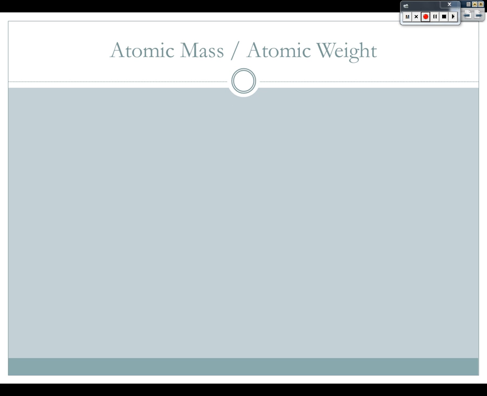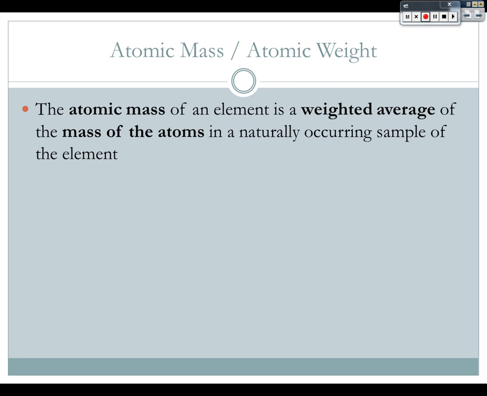Now let's talk about atomic mass, which is sometimes referred to as atomic weight. The atomic mass of an element is a weighted average of the mass of the atoms in a naturally occurring sample of the element. Something we're going to delve into more tomorrow, but will talk about a little today, is the isotope. Different atoms of the same element can have different numbers of neutrons. Since the neutron is part of what makes up the mass of an atom, different atoms with different numbers of neutrons are going to have a different mass.